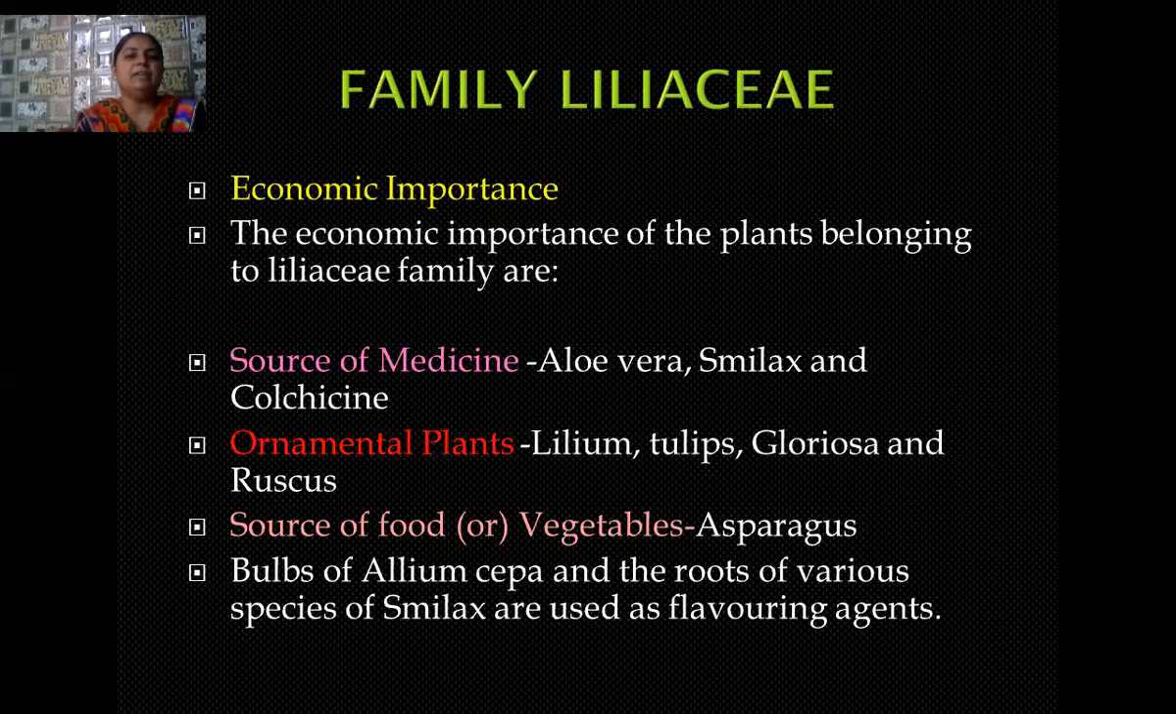Ornamental plants, we have lily flower, tulip flower, gloriosa, then ruscus. Then most of the plants are also the source of food and vegetable, for example, asparagus, and bulbs of the Allium cepa. And roots of the various species of smilax are used for flavoring agents. That means they enhance the flavor in the cooked food.